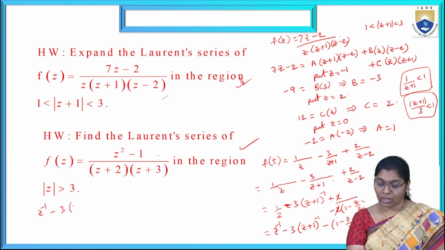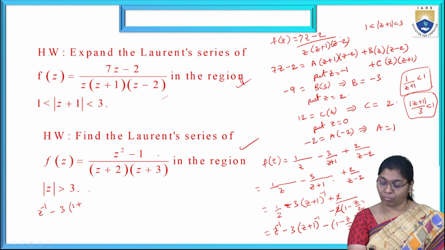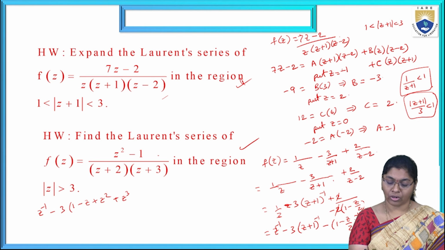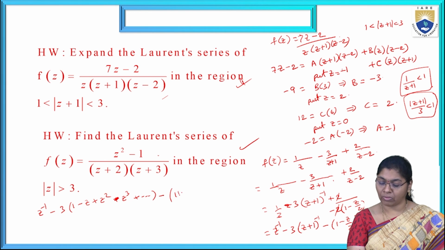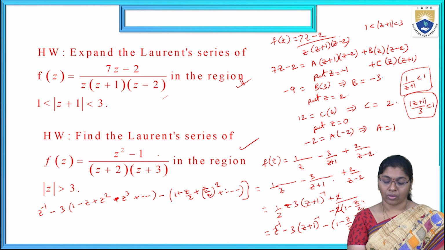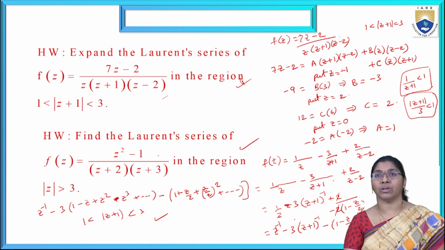Now z inverse, minus 3 into 3 into z inverse, both are same. Now here 3 into (1 minus z plus z square minus z cube, and so on). Next, the other one: minus (1 plus z by 2 plus (z by 2) whole square, and so on). Now this is the complete expansion. Here it is satisfied by 1 less than mod z plus 1 less than 3. Now the series is completed. This is the complete Laurent series expansion.